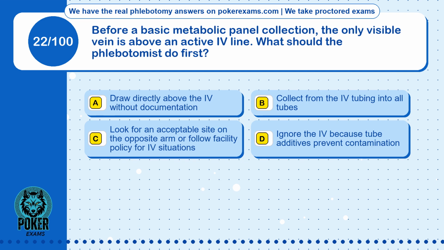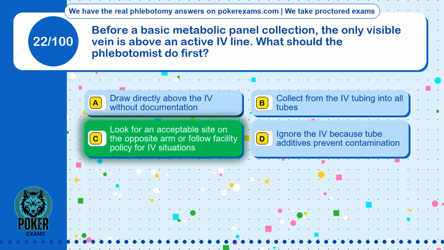Question 22. Before a basic metabolic panel collection, the only visible vein is above an active IV line. What should the phlebotomist do first? Option A, draw directly above the IV without documentation. Option B, collect from the IV tubing into all tubes. Option C, look for an acceptable site on the opposite arm or follow facility policy for IV situations. Option D, ignore the IV because tube additives prevent contamination.